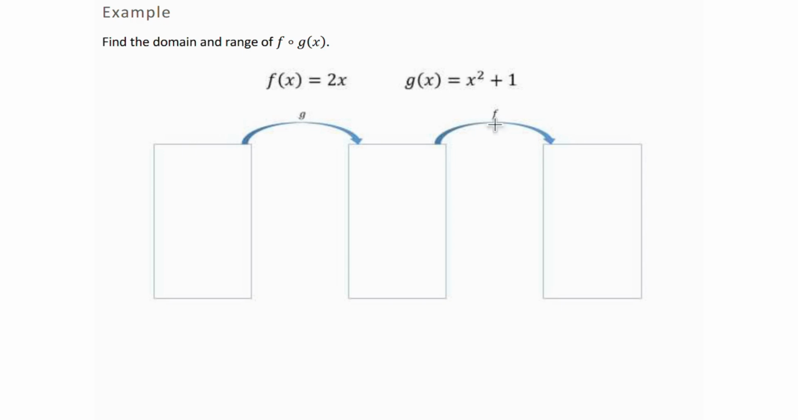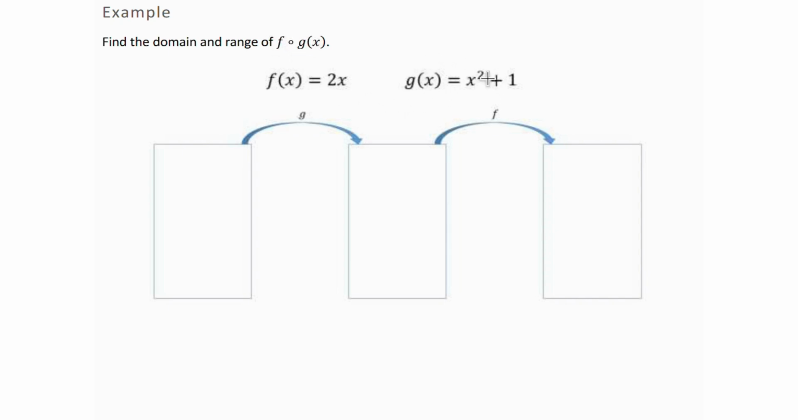Find the domain and range of f composed with g of x, where f of x is 2x and g of x is x squared plus 1. Now remember that f composed with g of x means apply g of x first, and then take the result of that and apply f of x.